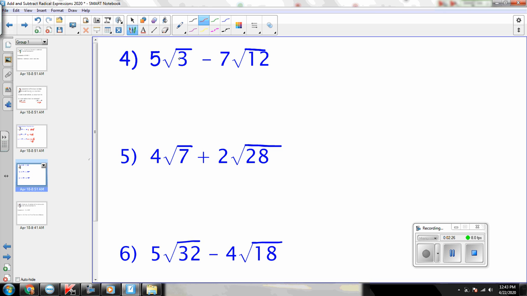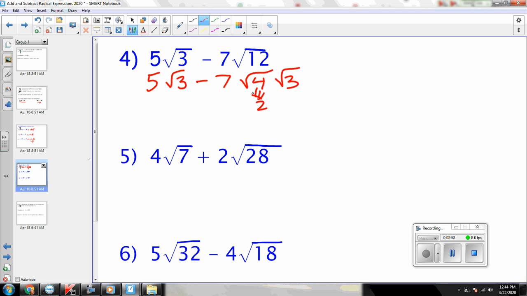On number 4, I'm looking at radical 3 for the first term and radical 12 for the second term. They are not like radicands. This one is a 12, this one's a 3. But I am noticing there is a perfect square number that goes into 12. I could simplify this. So I have a 5 radical 3 minus 7 radical 12. This radical 12 is the same as radical 4 times radical 3. Well, radical 4 is the same as a 2.